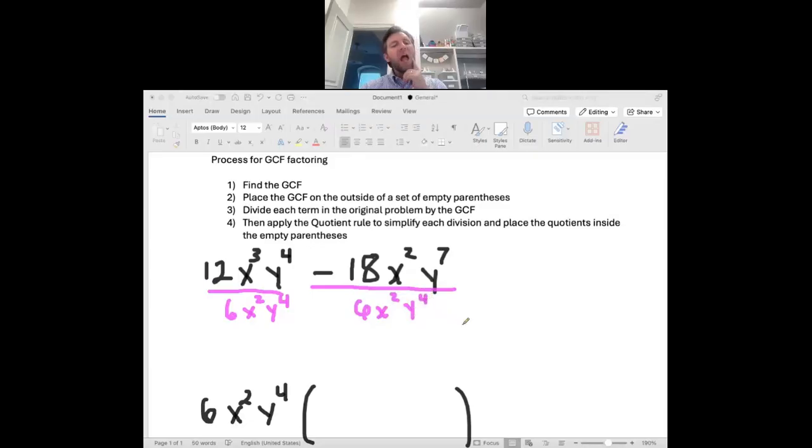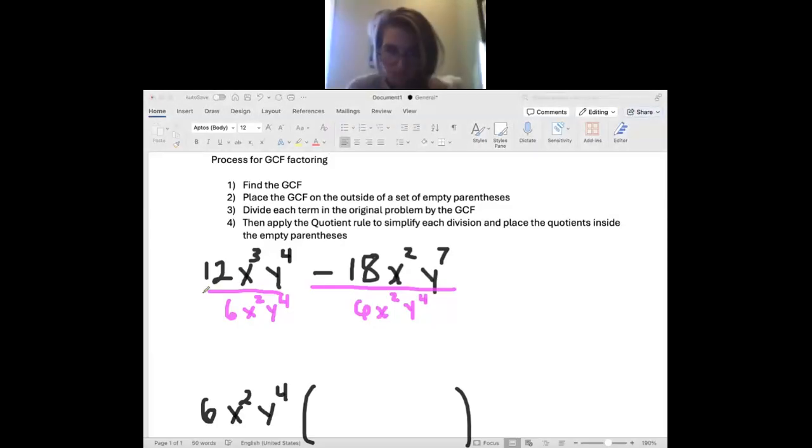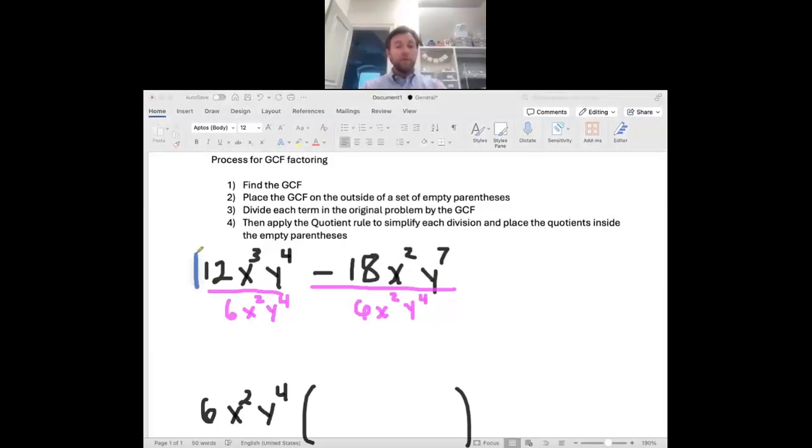Okay. Quotient rule time. Let's simplify the first one: 12x to the third y to the fourth over 6x squared y to the fourth. What does that give us? Well, 12 over 6 simplifies down to what? Any takers? Yeah, 2.